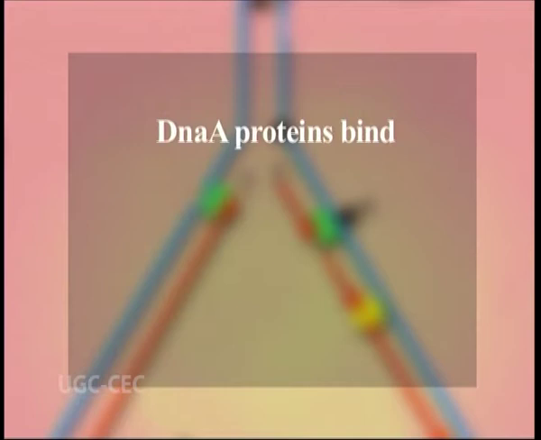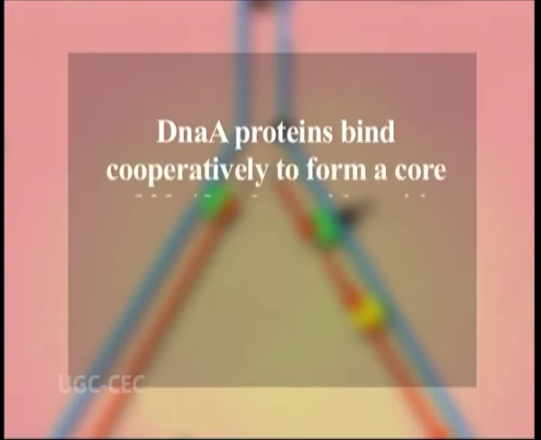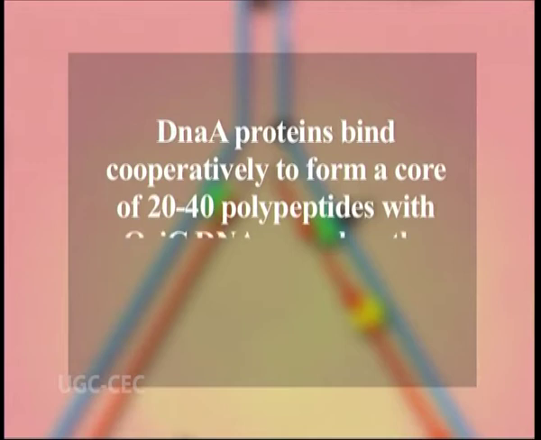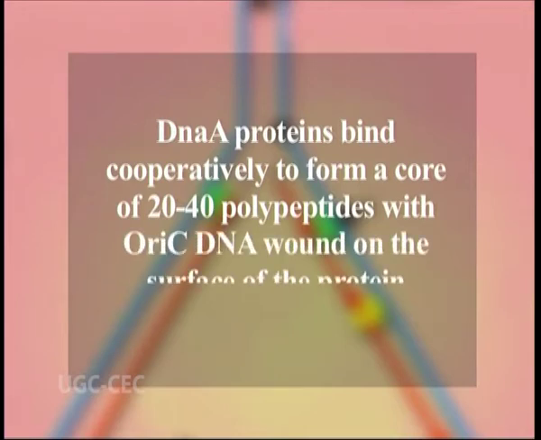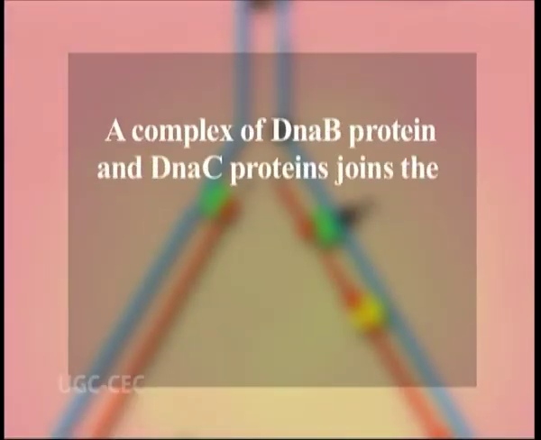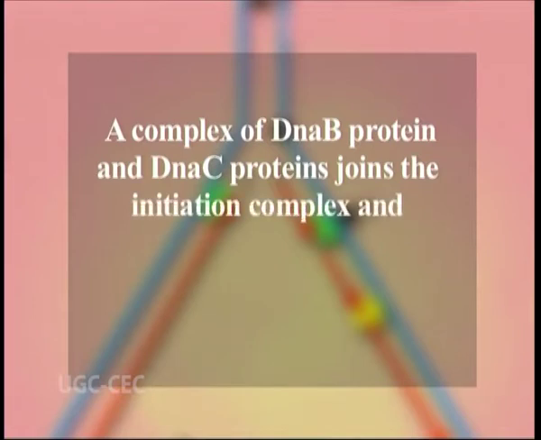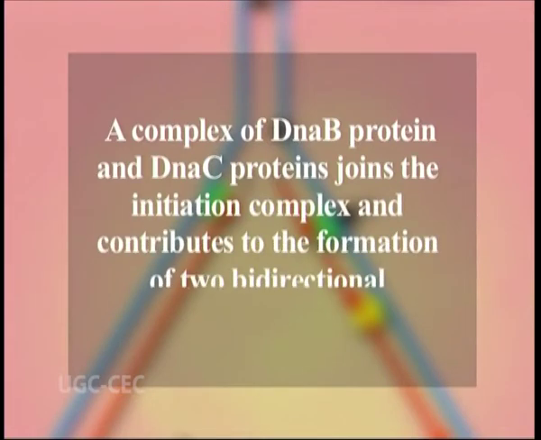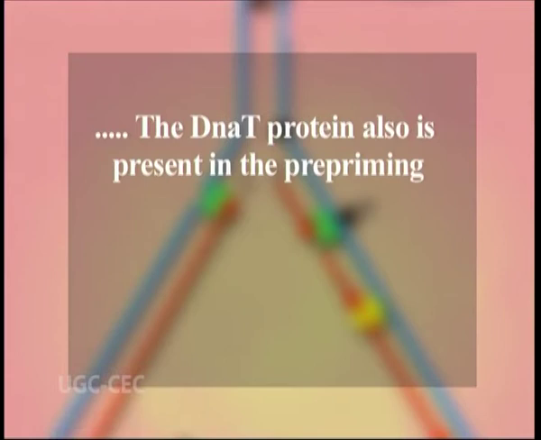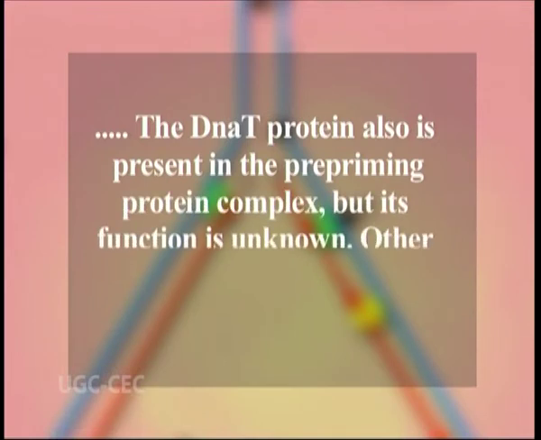DnaA proteins bind cooperatively to form a core of 20 to 40 polypeptides with oriC DNA wound on the surface of the protein complex. Strand separation begins within the 3 tandem 13 base pair repeats in oriC and spreads until the replication bubble is created. A complex of DnaB protein and DnaC protein joins the initiation complex and contributes to the formation of the 2 bidirectional replication forks. The DnaT protein also is present in the pre-priming protein complex, but its function is unknown.